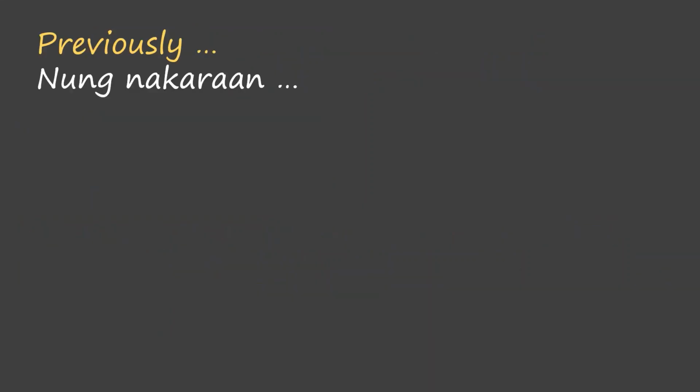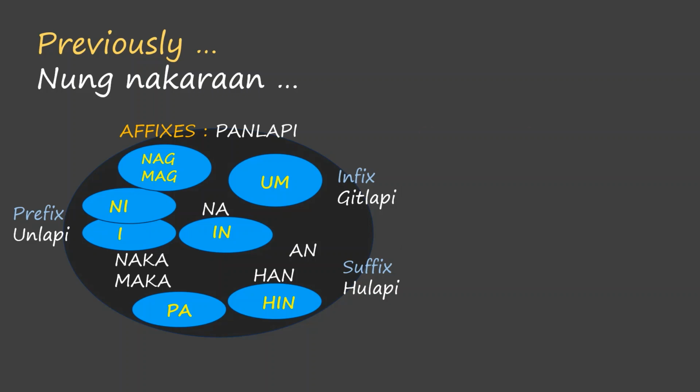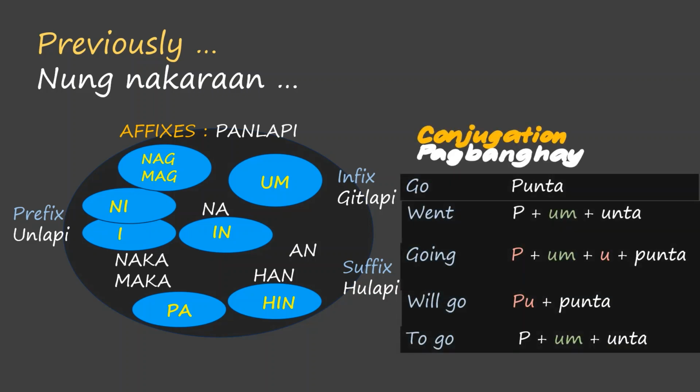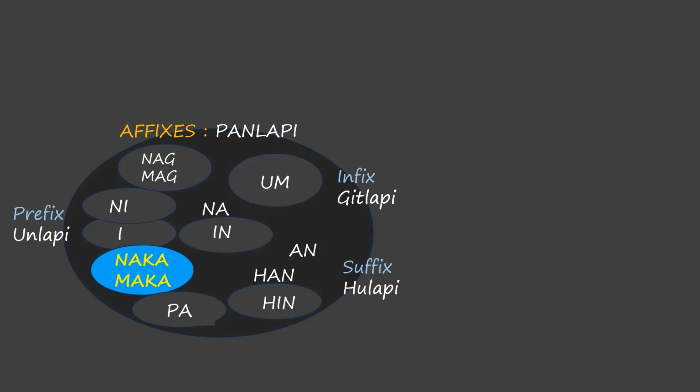Previously, nung nakaraan, we learned to form verbs and its tenses using affixes or panlapi and conjugation or pagbanghay. We have so far learned the affixes that are highlighted in blue. If you have not seen the lessons related to this, the link will be in the description. In this lesson, we will learn to use the prefixes NAKA and MAKA. We use this to talk about things that we are able to do.